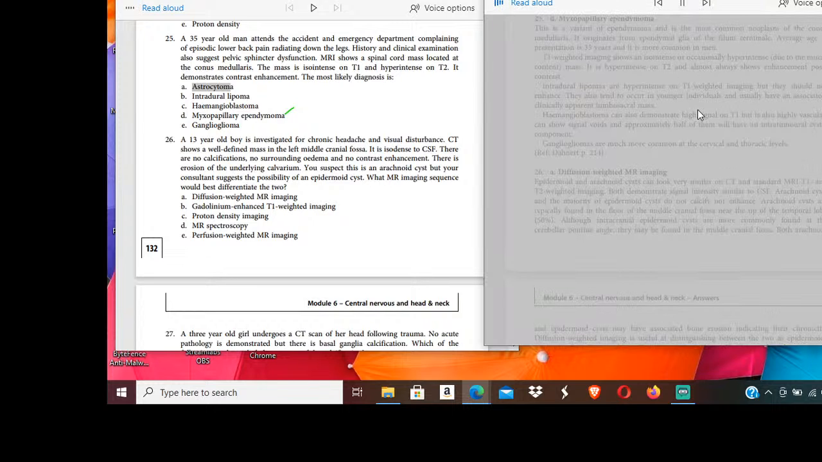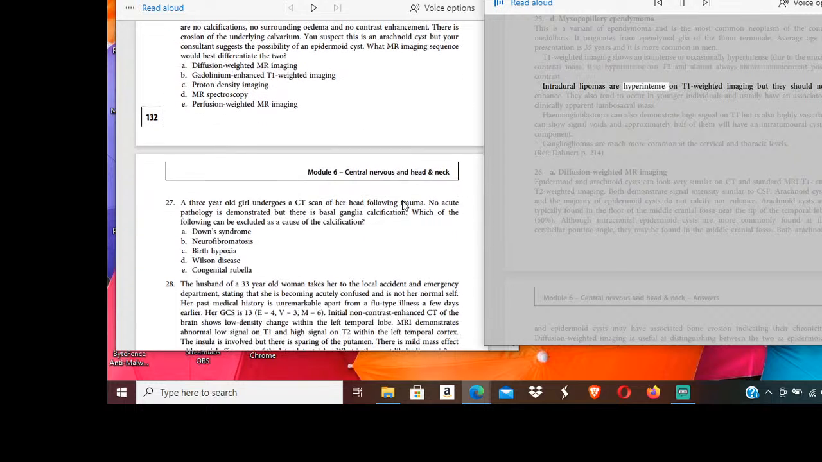D. Myxopapillary ependymoma. This is a variant of ependymoma, and is the most common neoplasm of the conus medullaris. It originates from ependymal glia of the filum terminale. Average age at presentation is 35 years, and it is more common in men. T1 weighted imaging shows an isointense, or occasionally hyperintense due to the mucin content, mass. It is hyperintense on T2, and almost always shows enhancement post-contrast.